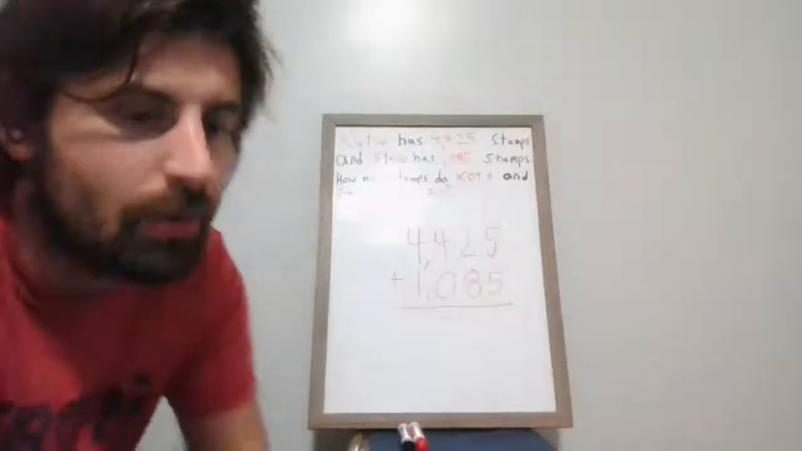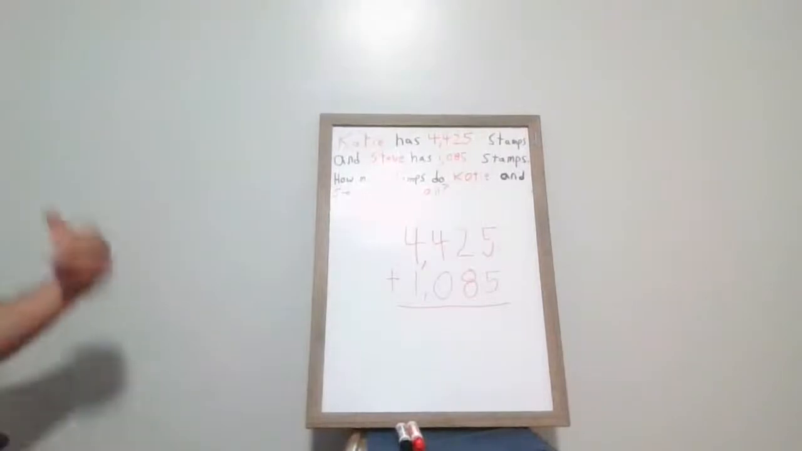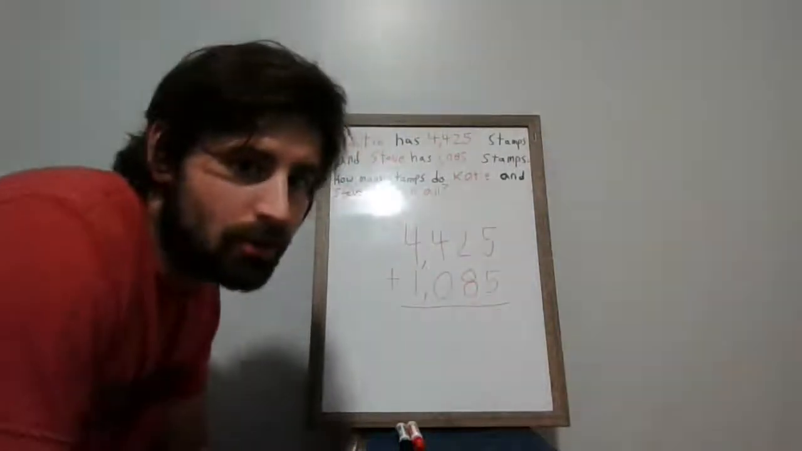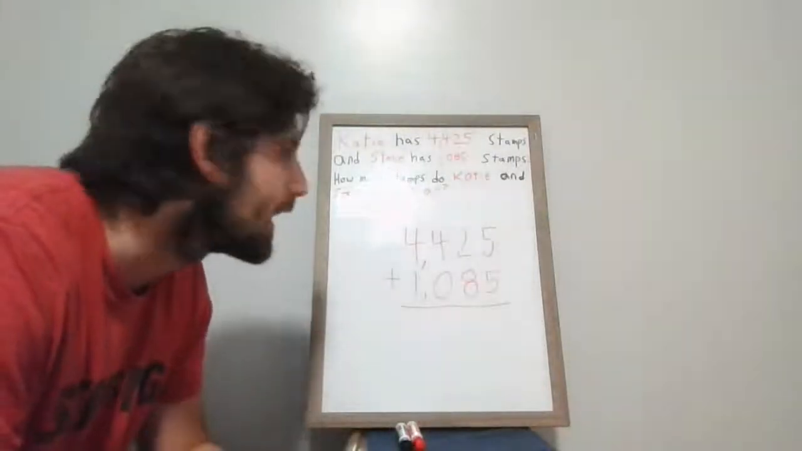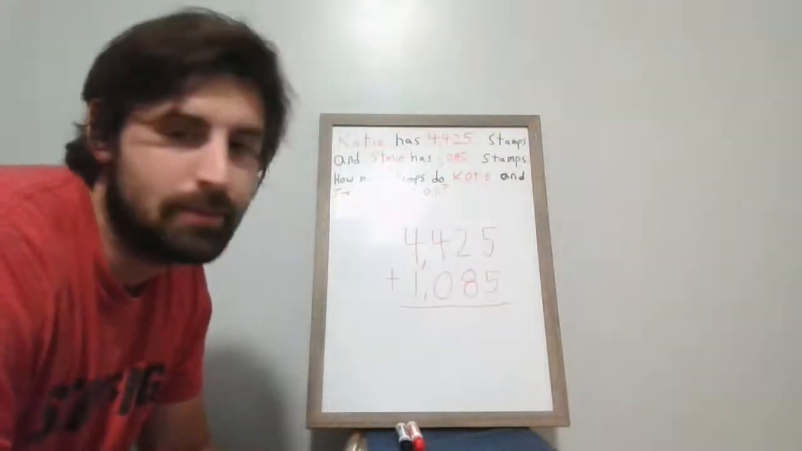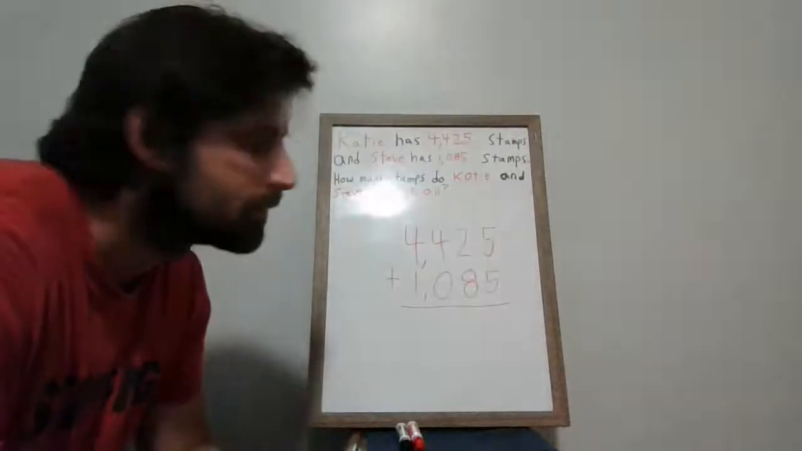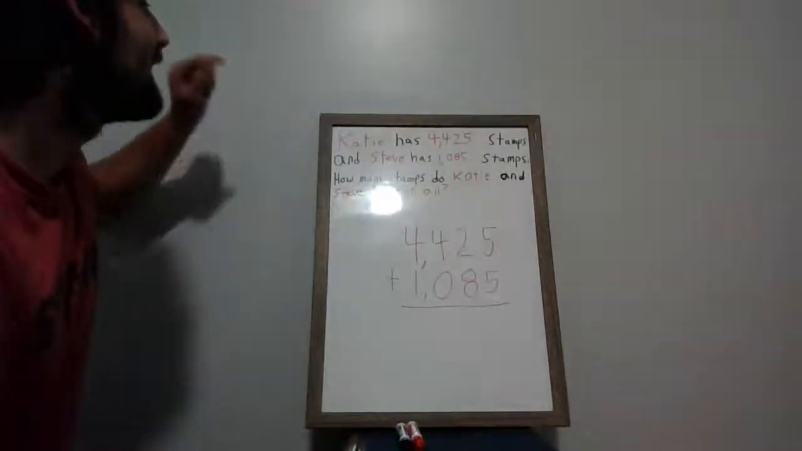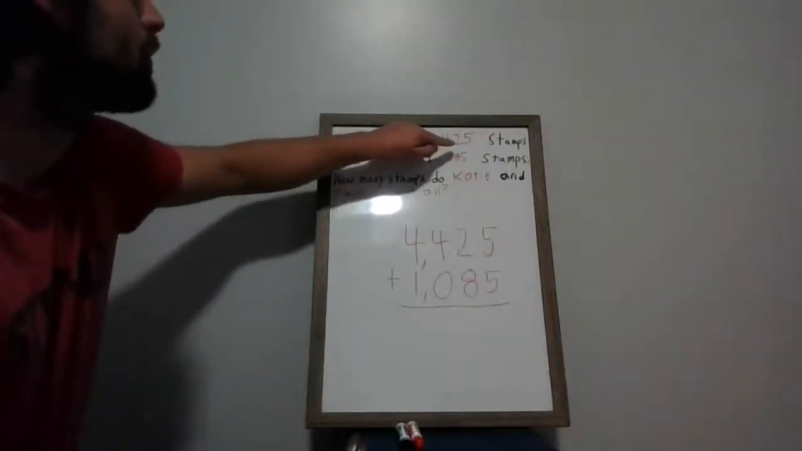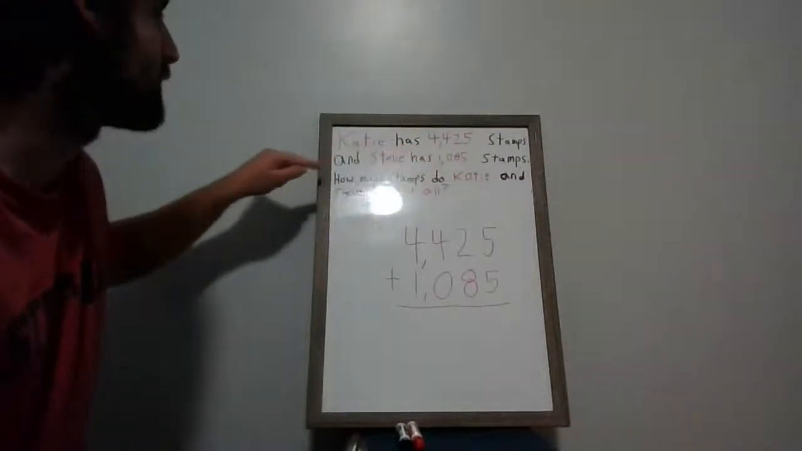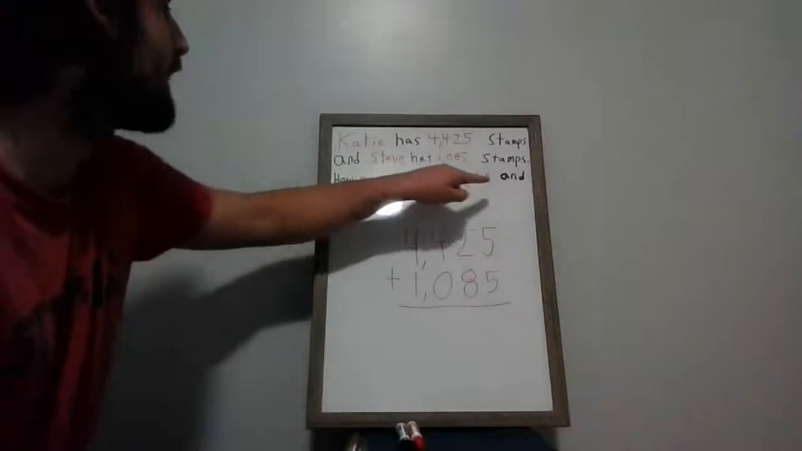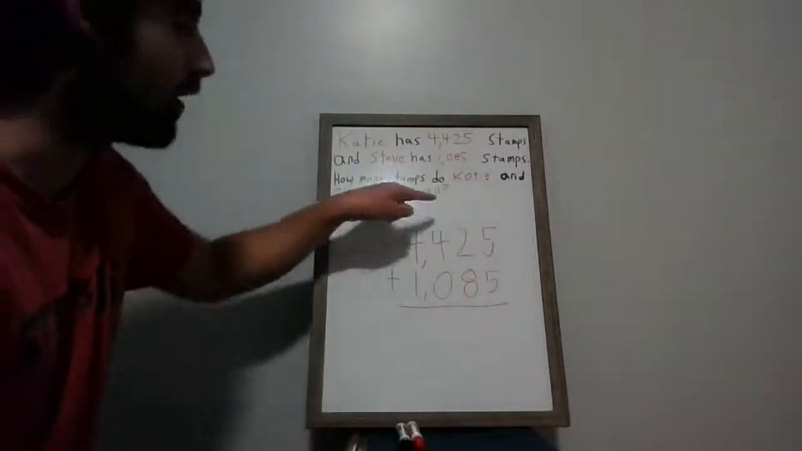So this video is on addition word problems. I'm going to read the word problem, go over some key vocabulary, and go over the steps to solve the word problem. Katie has 4,425 stamps, and Steve has 1,085 stamps. How many stamps do Katie and Steve have in all?